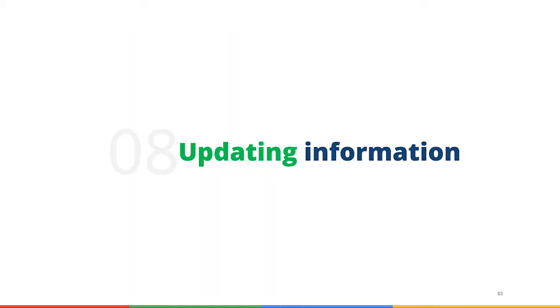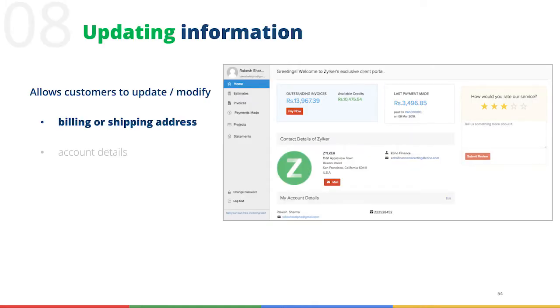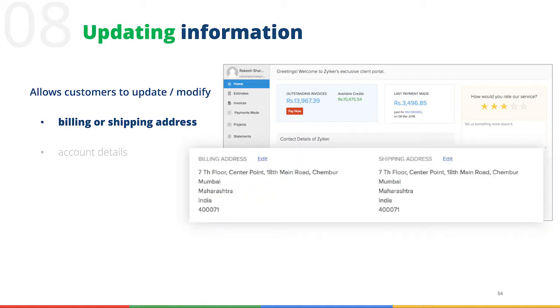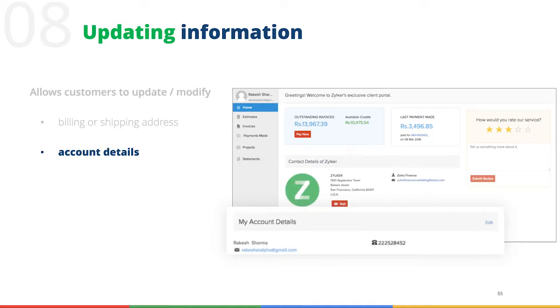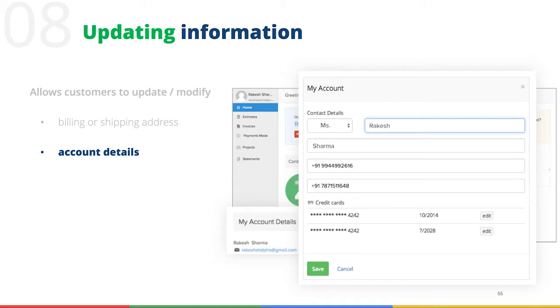Last but not the least, customers can update their information on the portal. As we had enabled the option for them to edit info in the portal, customers can update their billing and shipping address. Also, their personal details like contact numbers and their credit card details in case they have recurring invoices for which payments are automated using credit card.